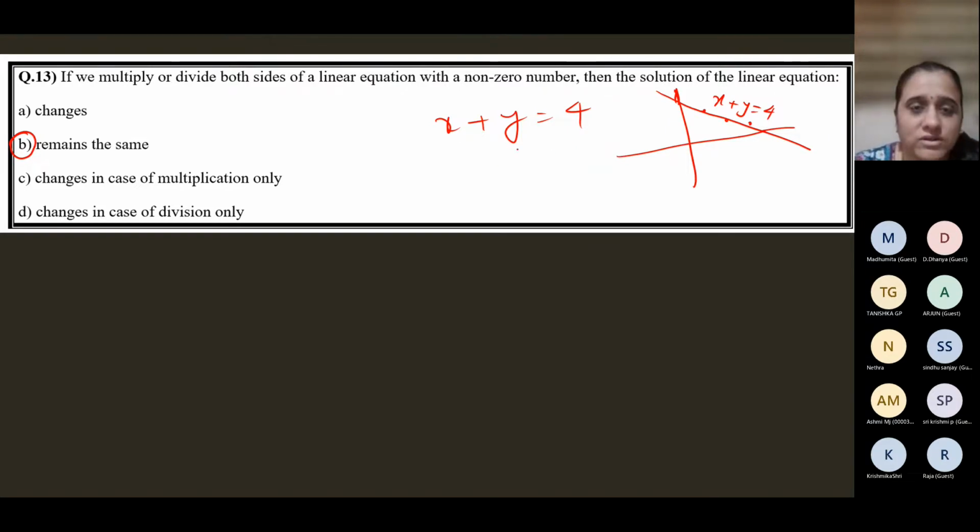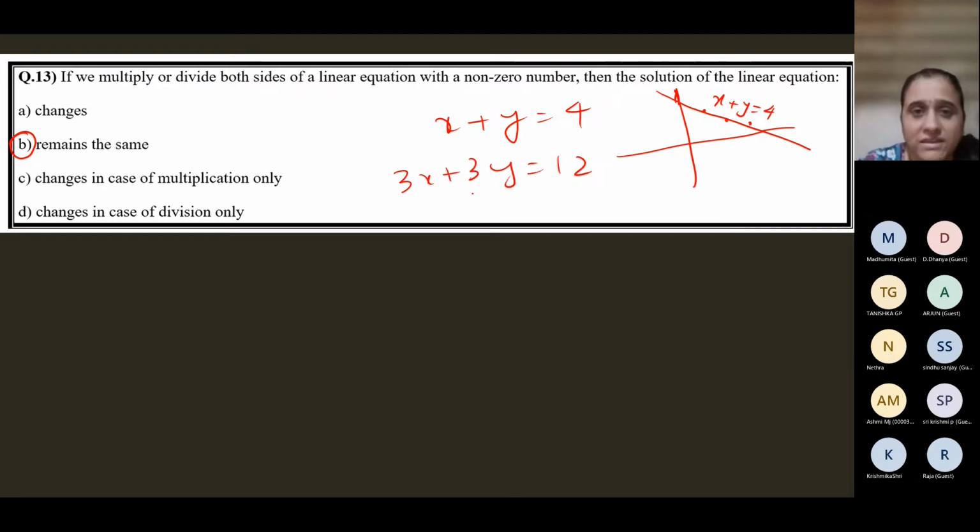Now the question is, on this line, there are so many points, because it's a line. And every point on this line is a solution to the equation x plus y is equal to 4. Now, supposing we multiply this equation throughout by 3, 3x plus 3y is equal to 12.